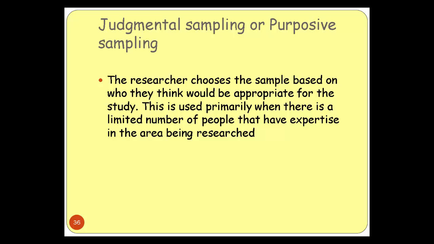Judgment sampling, or purposive sampling, is when a researcher chooses the sample based on who they think would be appropriate for the study. Maybe they're the best teachers at a school, or the gifted learners, or the struggling readers. This is used primarily when there is a limited number of people that have expertise in the area being researched.